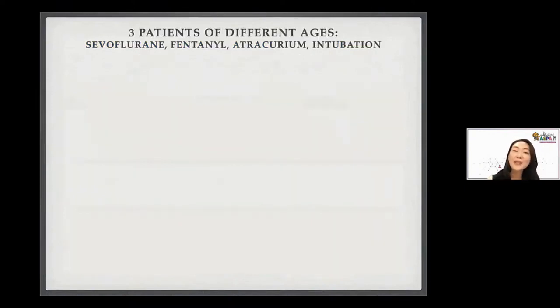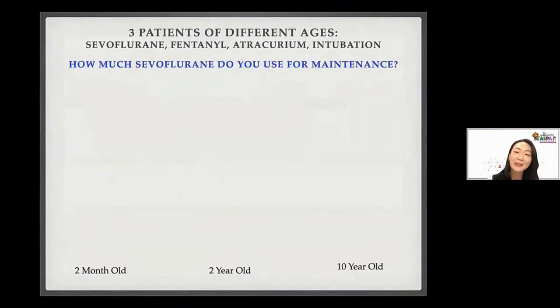Here I have 3 patients of different ages, all undergoing similar anesthetic with sevoflurane and fentanyl. They received atracurium and they were intubated. I have a 10-year-old, a 2-year-old, and a 2-month-old. So the question is, after you intubate and prior to surgical incision, how much sevoflurane do you usually use for maintenance? What would you like to use for these children with different ages? Do you use the same, or do you use different concentrations of sevoflurane?